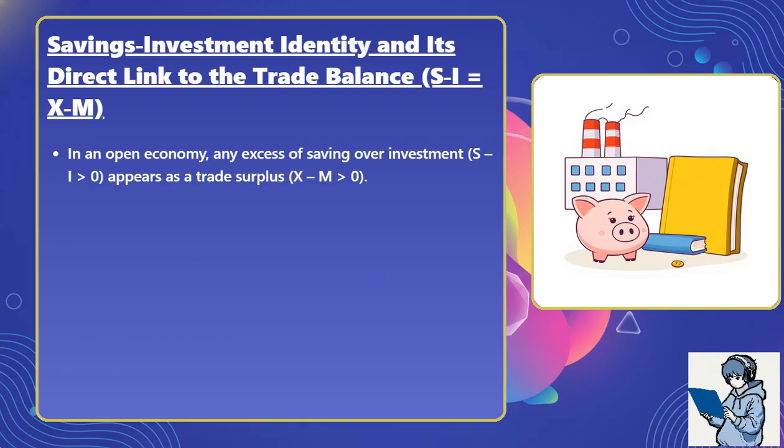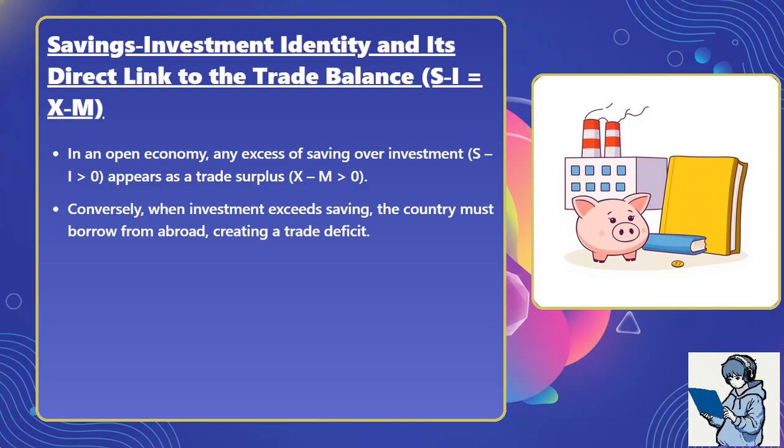In an open economy, any excess of saving over investment, S minus I greater than 0, appears as a trade surplus, X minus M greater than 0. Conversely, when investment exceeds saving, the country must borrow from abroad, creating a trade deficit.